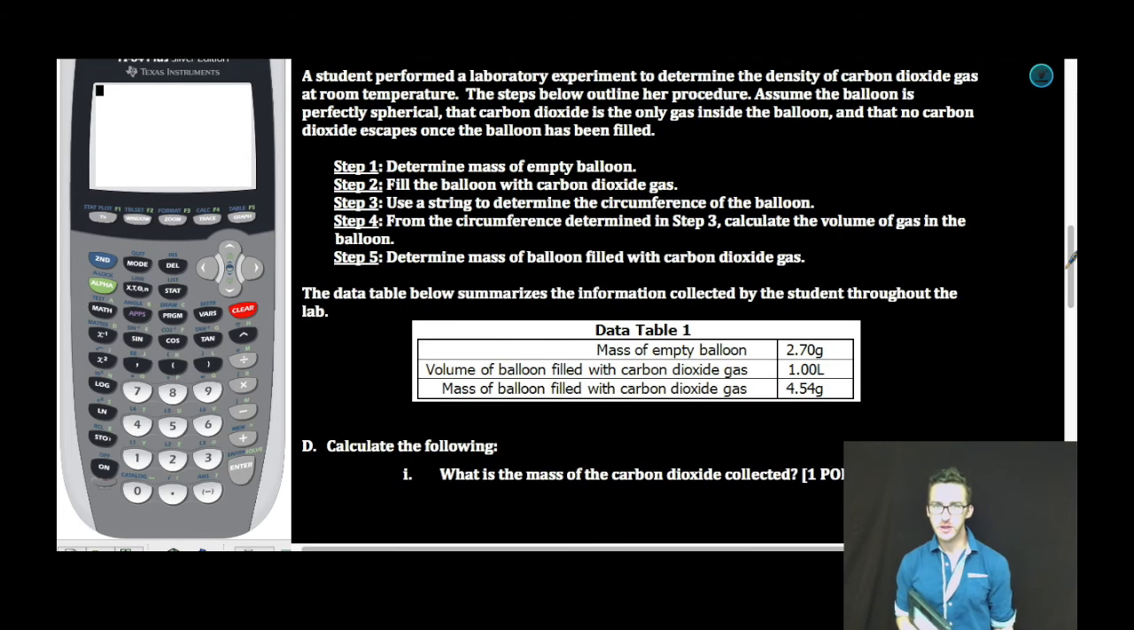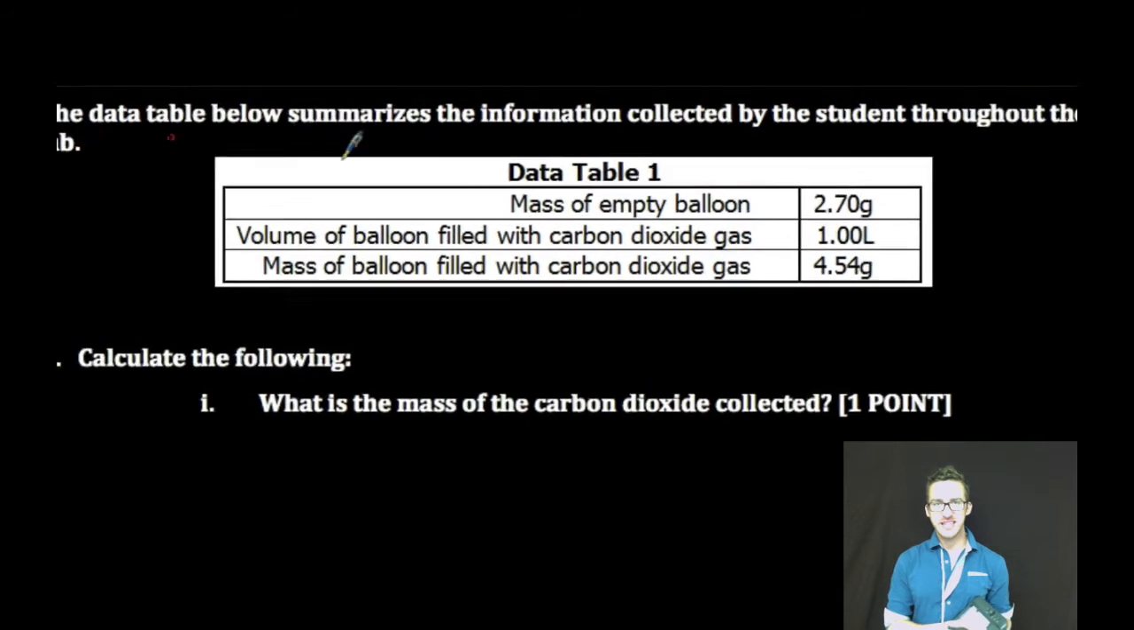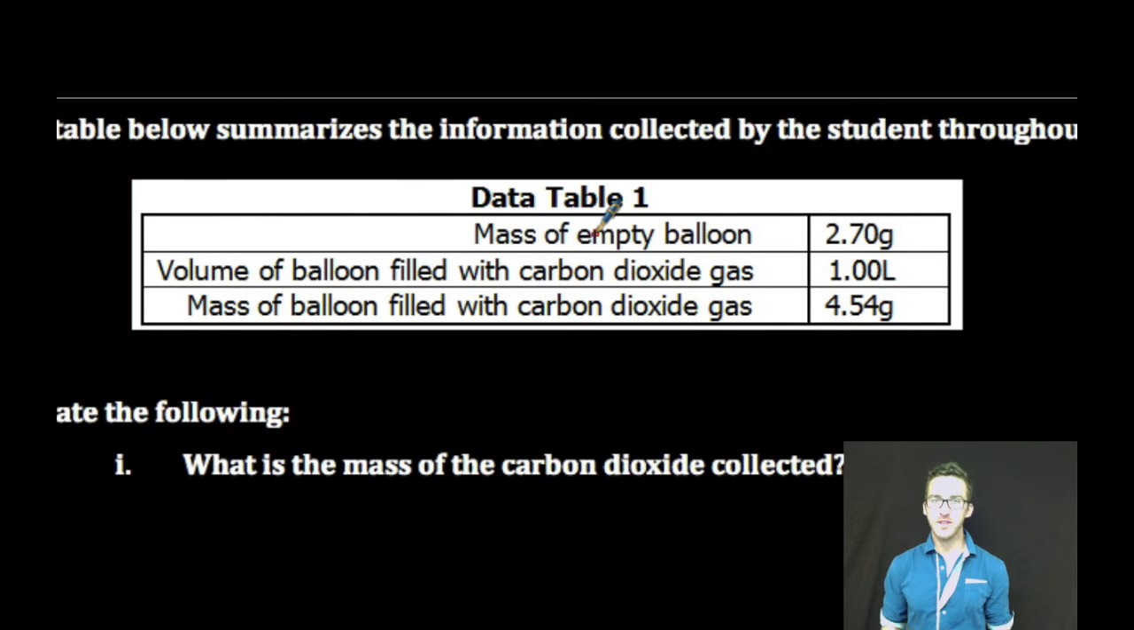All right, now we're told that a student performed a laboratory experiment to determine the density of carbon dioxide gas at room temperature. The steps below outline her procedure. Assume the balloon is perfectly spherical, that carbon dioxide is the only gas inside the balloon, and that no carbon dioxide escapes once the balloon has been filled. You're provided with a series of steps for the procedure. Step 1, determine mass of empty balloon. Step 2, fill the balloon with carbon dioxide gas. Step 3, use a string to determine the circumference of the balloon. Step 4, from the circumference determined in step 3, calculate the volume of gas in the balloon. Step 5, determine mass of balloon filled with carbon dioxide gas. The data table below summarizes the information collected by the student throughout the lab.